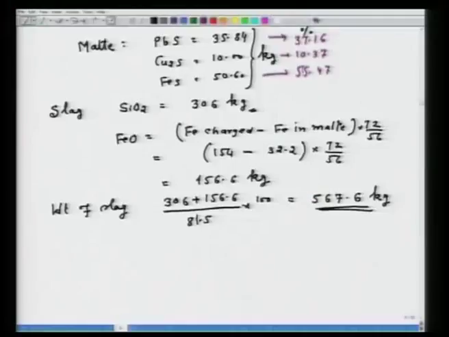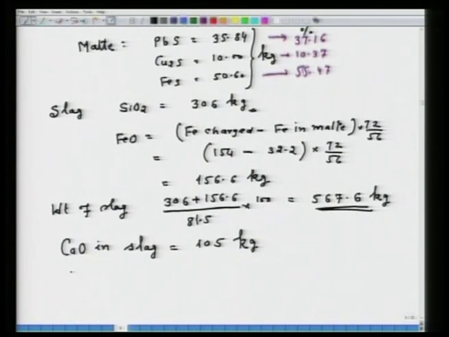Once again, in order to calculate the amount of calcium carbonate which is being asked in the problem, you must be wondering why I have calculated SiO2 and FeO, because the problem says that the slag contains 18.5% calcium oxide. So, unless you calculate the amount of slag, you cannot calculate the amount of calcium carbonate, or if you have another way of calculation, I do not know, think of. So, weight of slag I got now. Now, I can calculate calcium oxide in slag. That will be 105 kg.